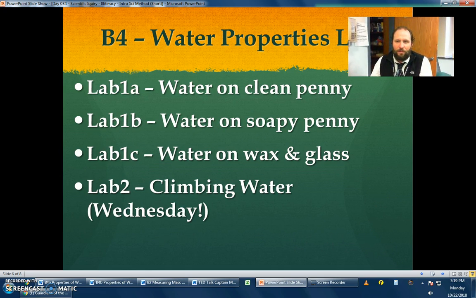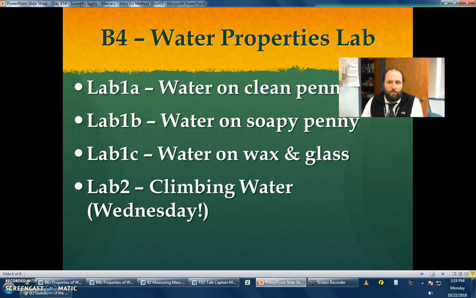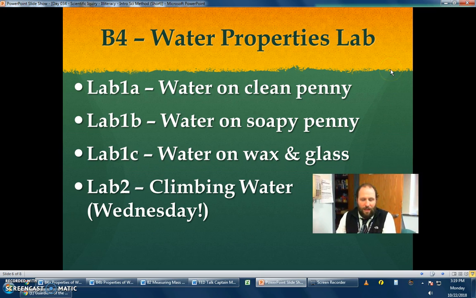The other lab people could potentially be working on is the water properties lab. Now, the water properties lab has 4 parts, but I'm going to make the strong suggestion that students only really get to maybe the first 3. That's part A, B, and C. The first part of the lab, you should actually read the lab, but the first part is entitled 1A.